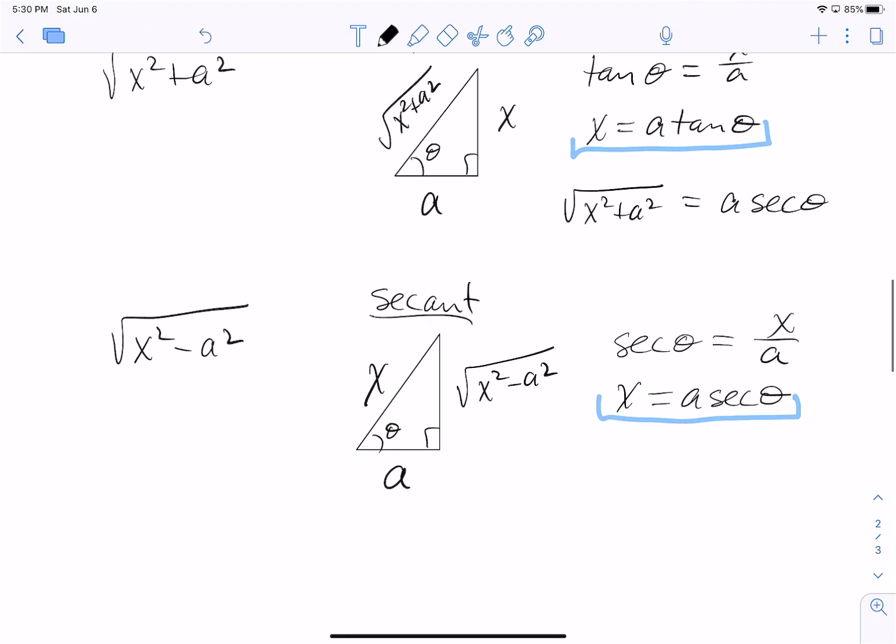We can see, based on the triangle, that the square root of x squared minus a squared will then equal a times the tangent of theta, thereby reinforcing that the secant tends to go with the tangent.